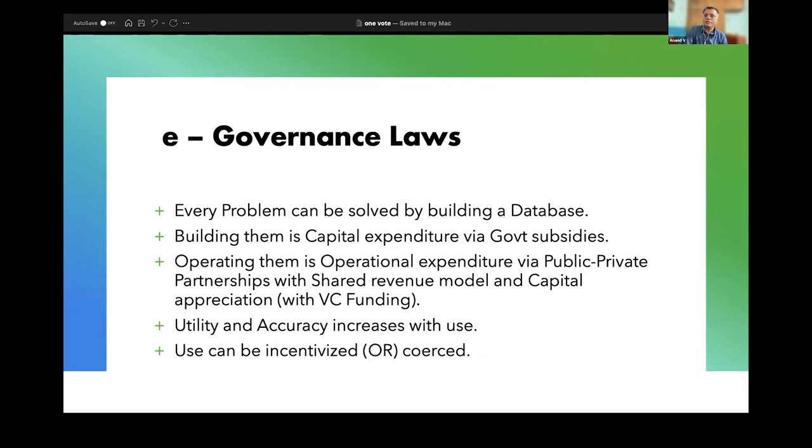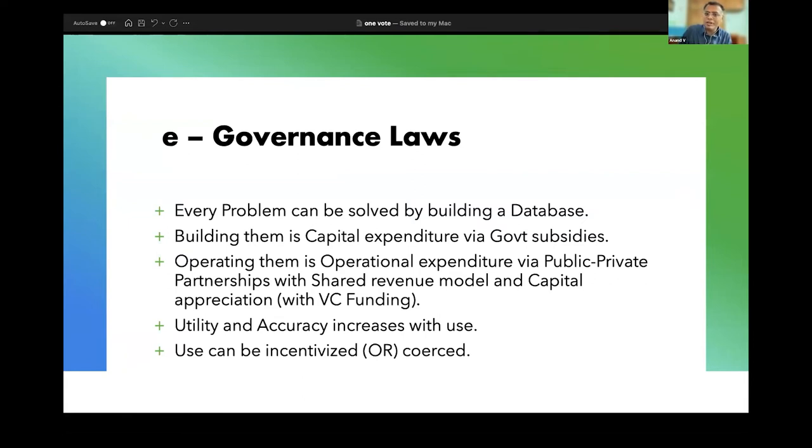When people are coerced and not incentivized, the system basically gets marooned out of incentives, in the sense that because you're coerced no matter what, there is no market exit option. And because there is no market exit option, you have no choice than to put up with the inanities that the system demands. And so law number four of e-governance, that utility and accuracy increases with use, actually works in reverse when coercion is involved.